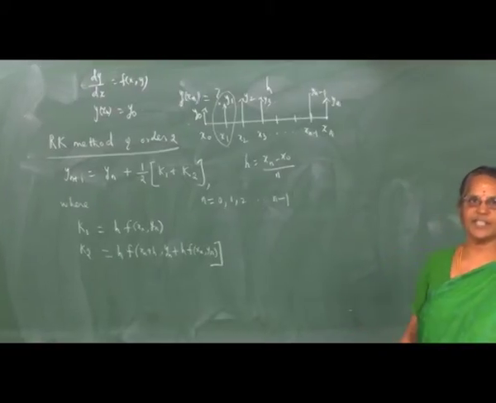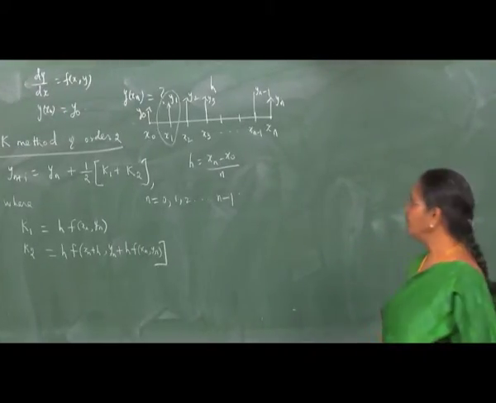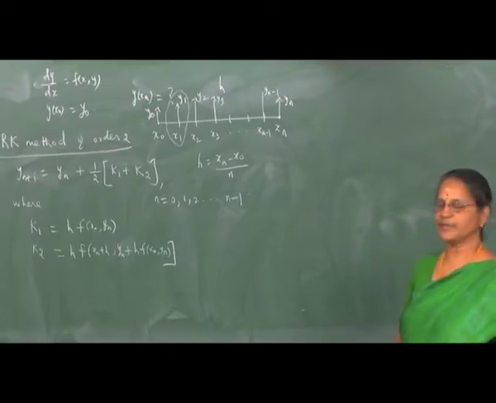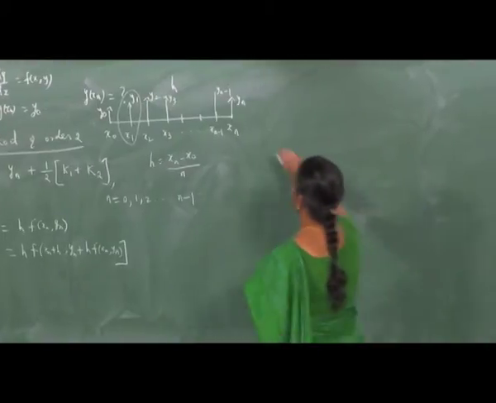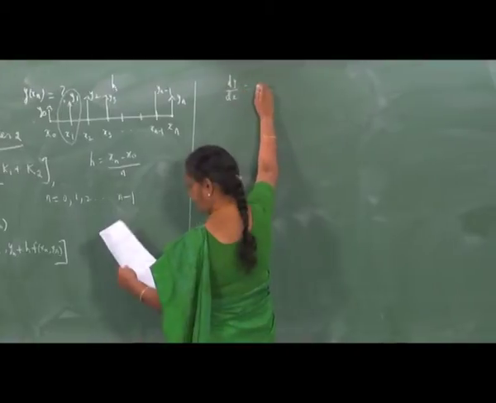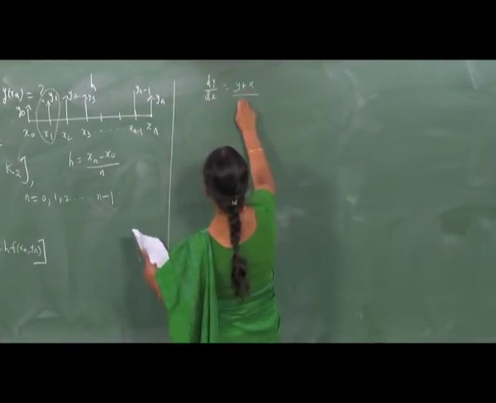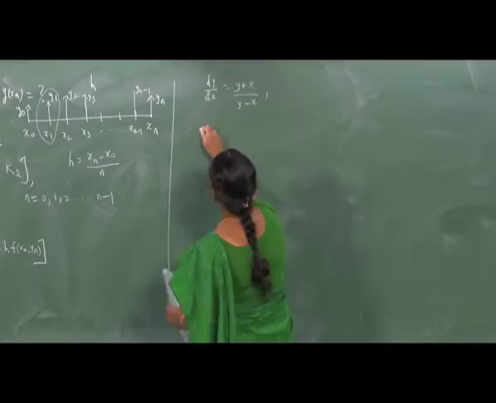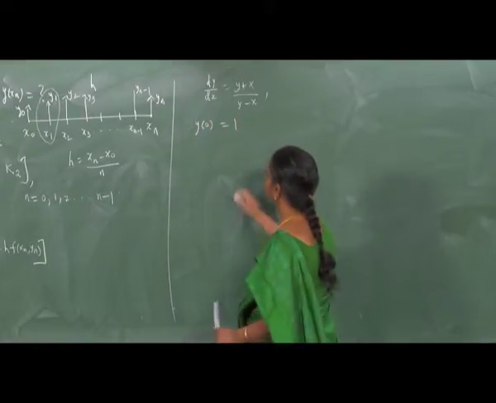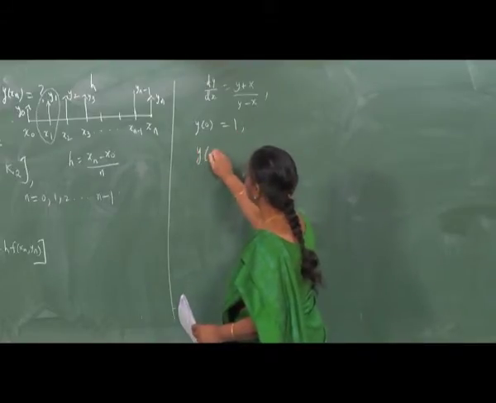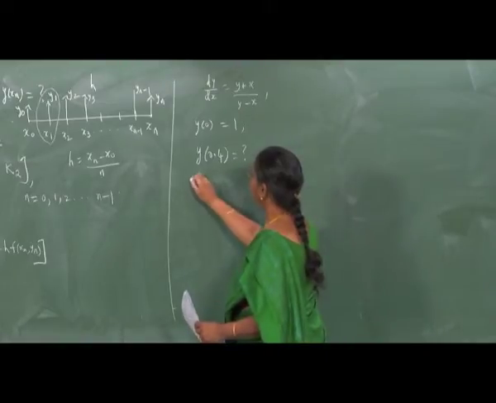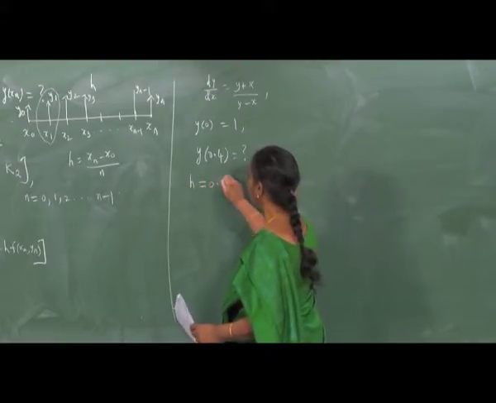This we had derived earlier, and we would now like to make use of this method and solve a simple problem. So, let us solve the following problem. dy by dx is given to be say y plus x by y minus x. The initial condition is y of 0 equal to 1. Your problem is to compute y at point 0.4 by taking step size h as 0.2.